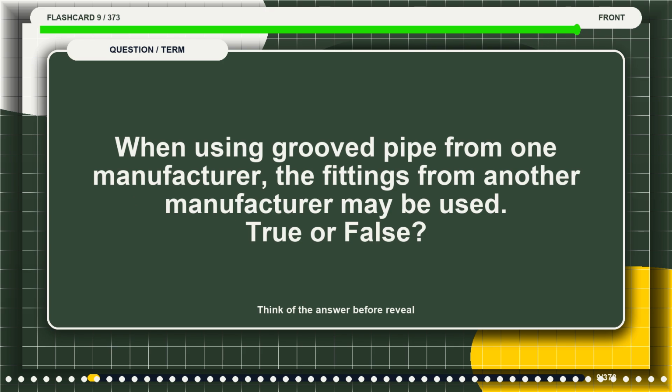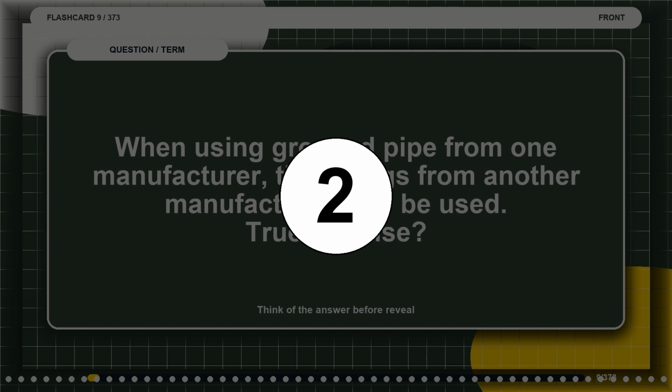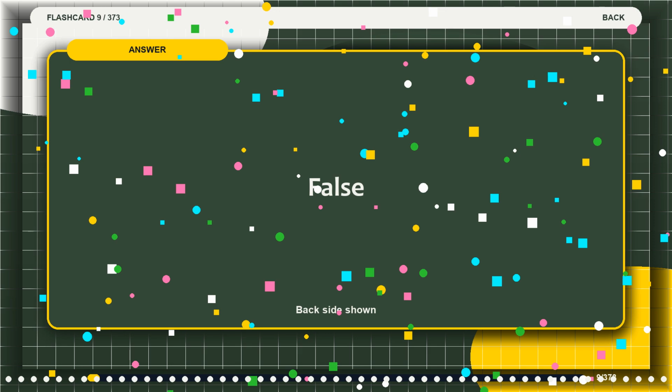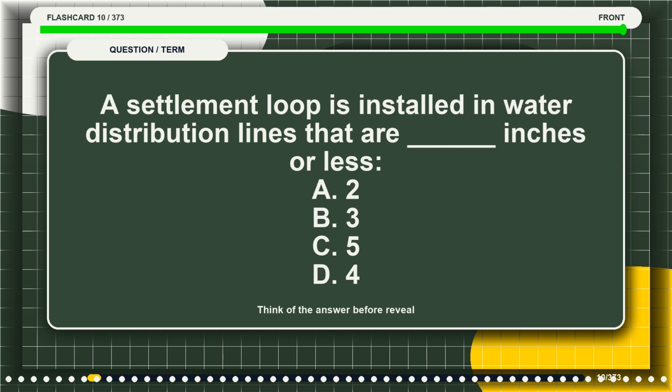Flashcard 9. When using grooved pipe from one manufacturer, the fittings from another manufacturer may be used. True or false? Think of the answer before the reveal. The answer is false.